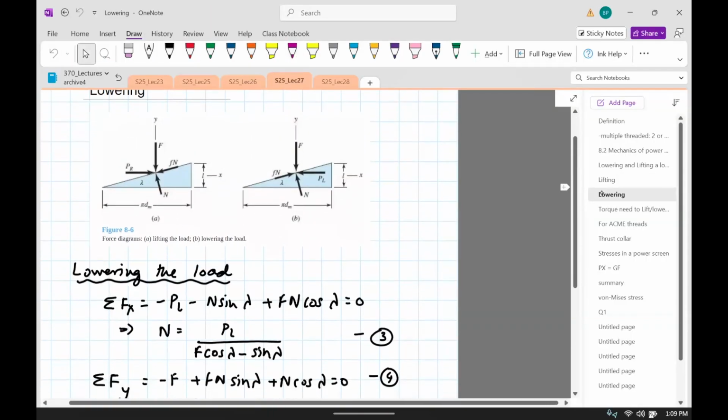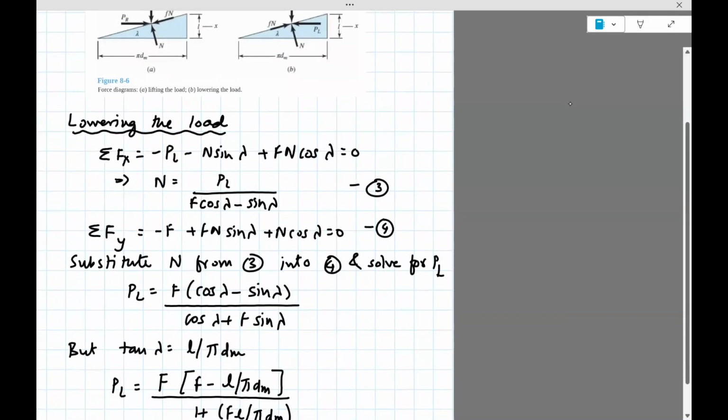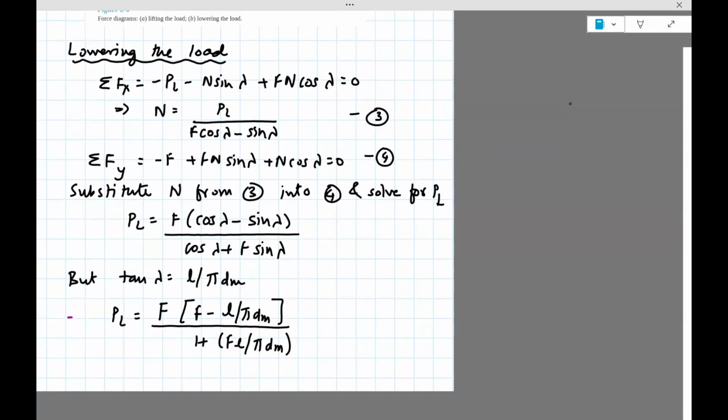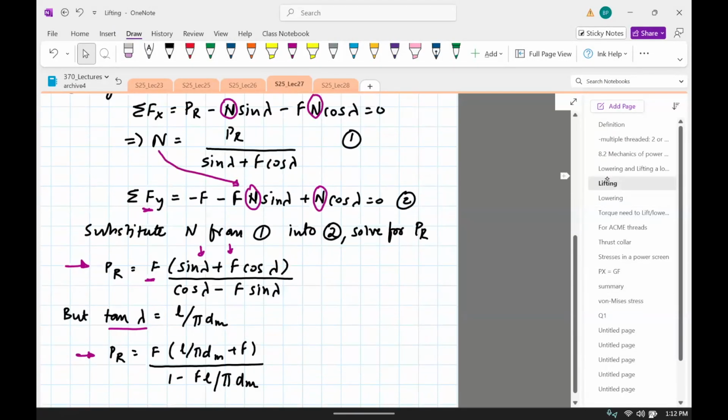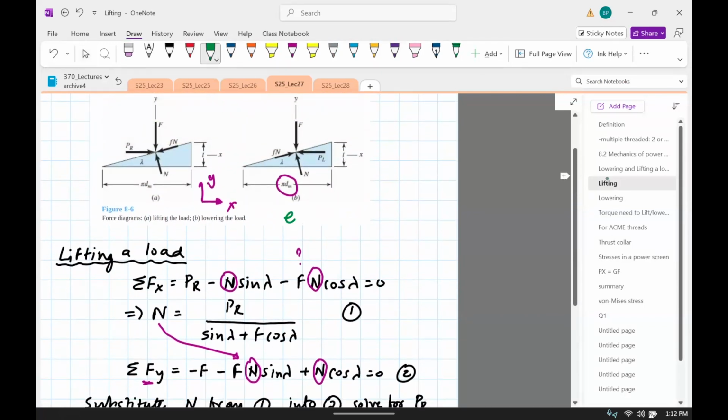And then lowering the load works in a similar way. Do force equilibrium, and you eventually end up with an expression for the force needed to lower the load. So let me just put that here. It's a good point. Why do we need this? An example would be a lifting jack for a car.